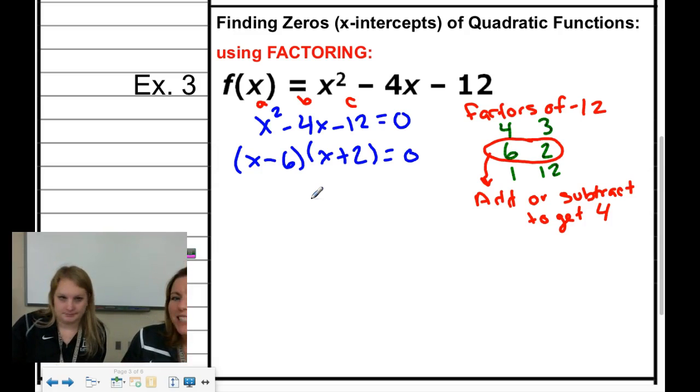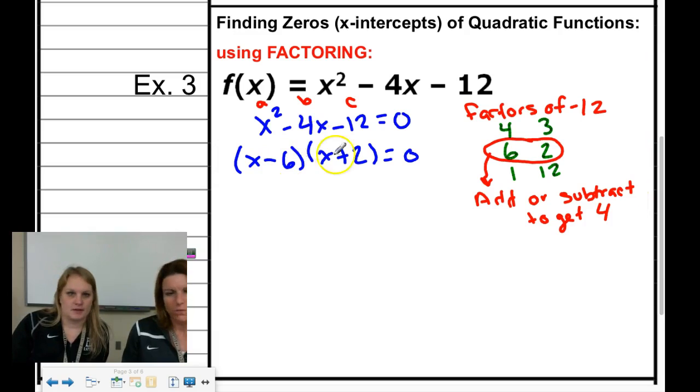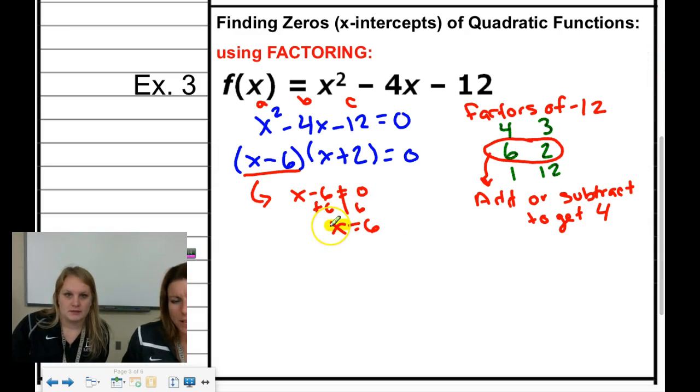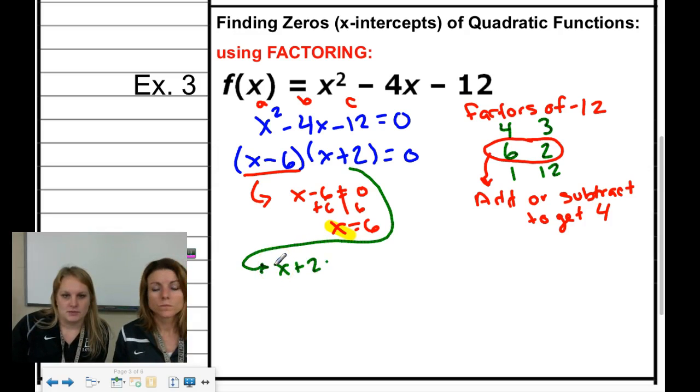We have to set each factor separate, equal to 0. I'm going to take this one and do x minus 6 equals 0. Then we just solve that. We add 6, and x is going to equal 6. So that's our first answer. Now we set the other one equal to 0. I'm going to move it over here. We got x plus 2 equals 0.